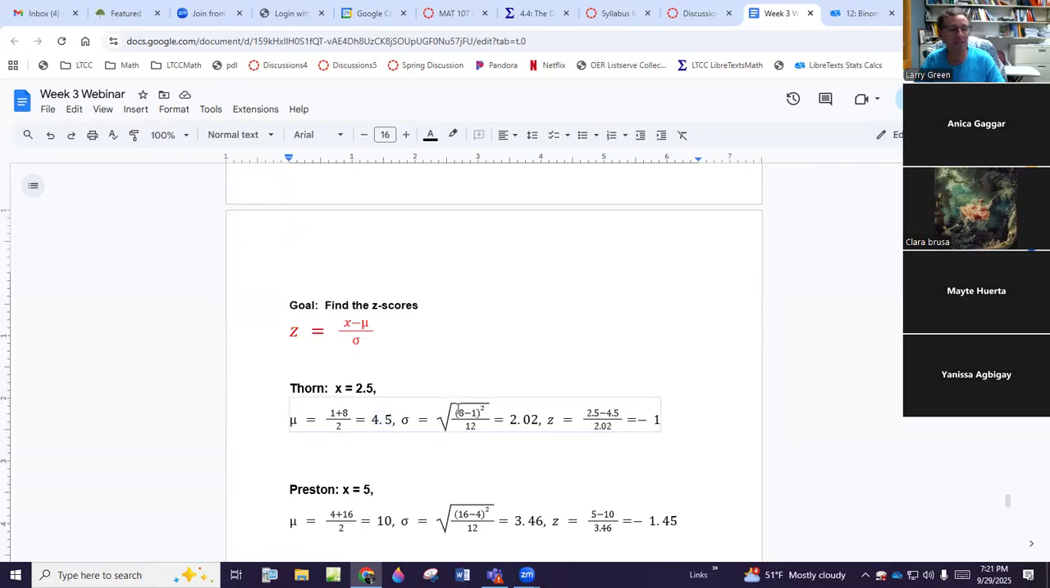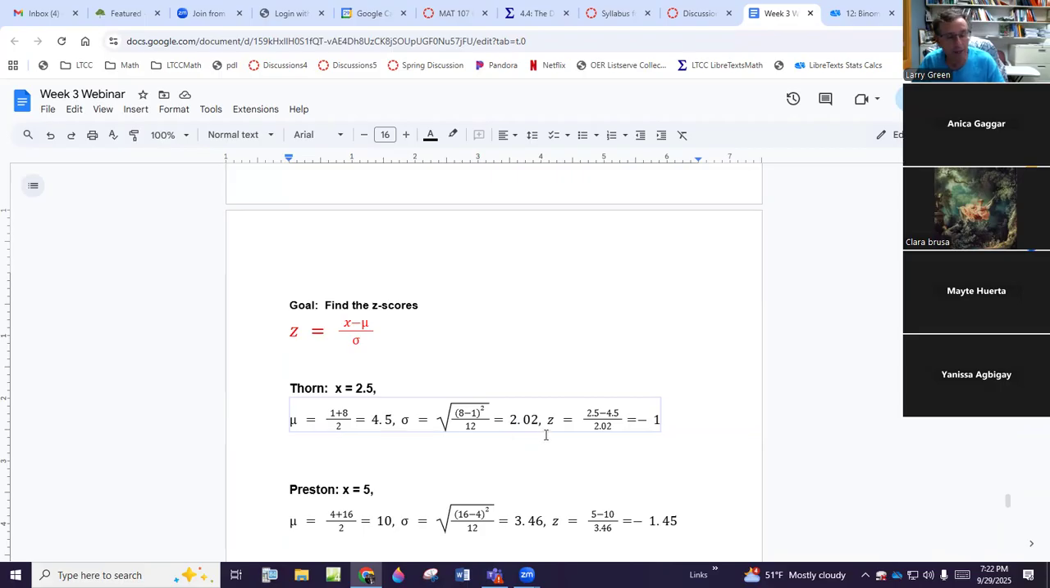The standard deviation will be (B minus A) squared over 12 and take a square root. So (8 minus 1) squared over 12 and take a square root. And that would be hard to do by hand, but it's about 2.02. Any questions on that? Any questions?